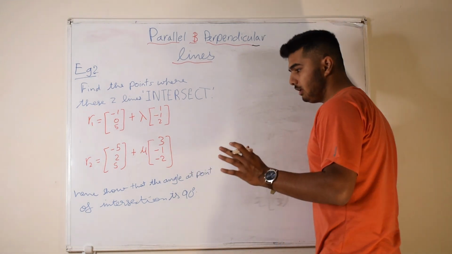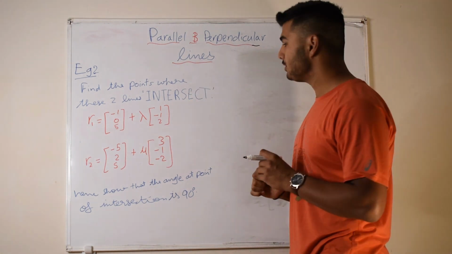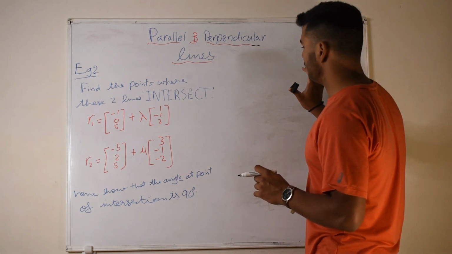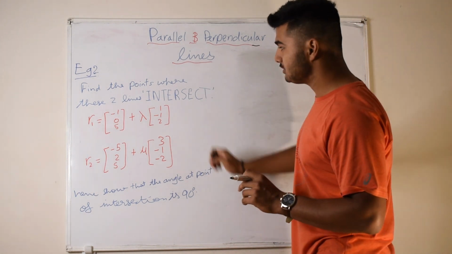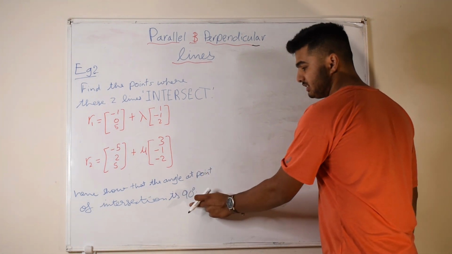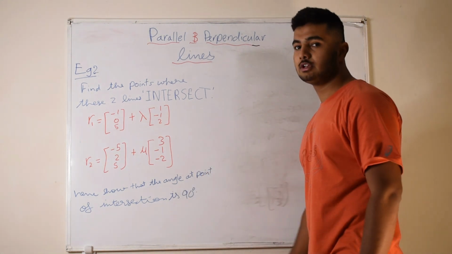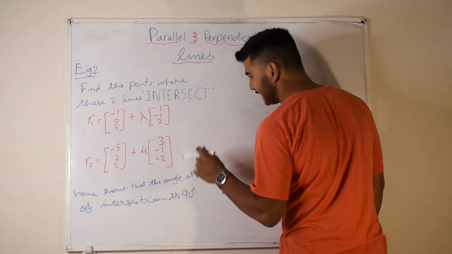We figured out in the previous video when we derived all the shortcuts, if we take the dot product of two directional vectors and if that equals 0, you know that it's going to be perpendicular. Since it's asking us to show that it's 90 degrees, you know that it's going to be perpendicular. So let's take the dot product of this.